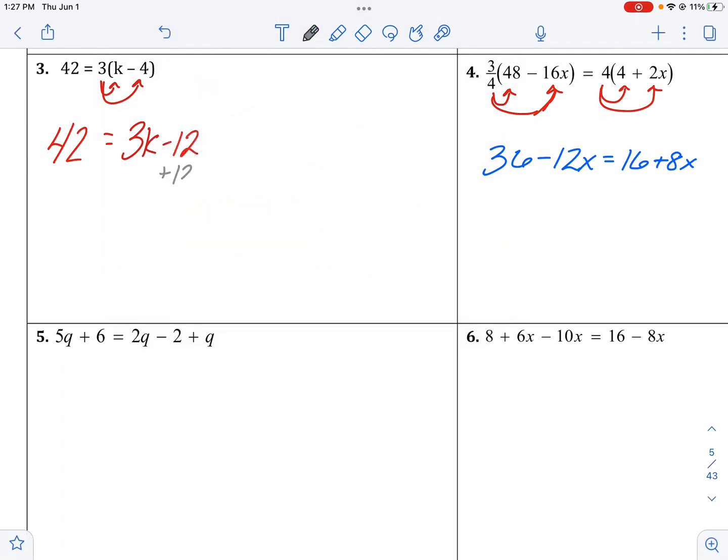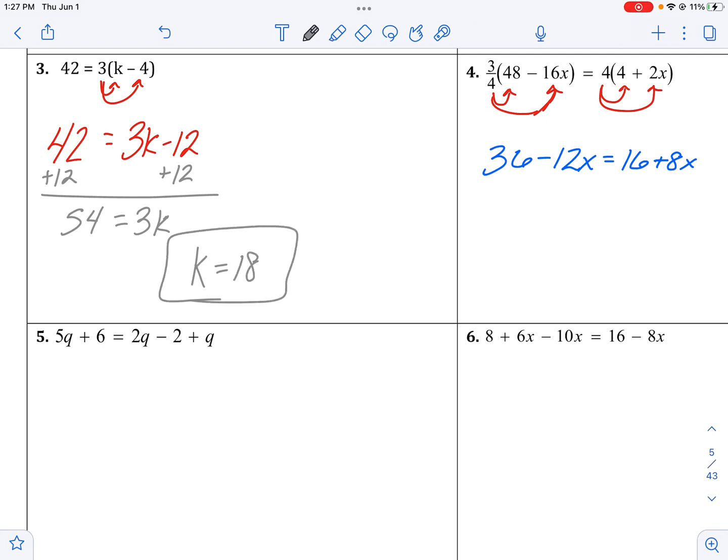All right, so what we've got here is a two-step operation. 54 equals 3k. If I divide, k would be 18. And here, I've got variables on both sides.